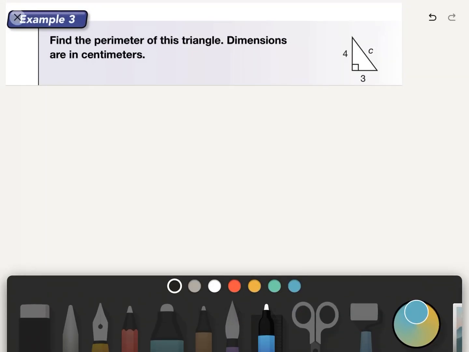Okay, so now we're just finding the perimeter, which is exactly what we've been doing, except we're adding a step of adding the sides together.